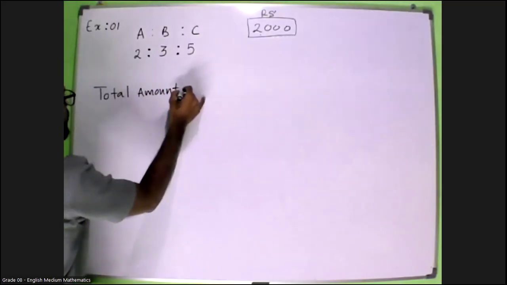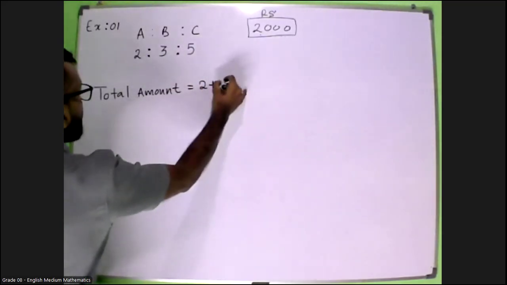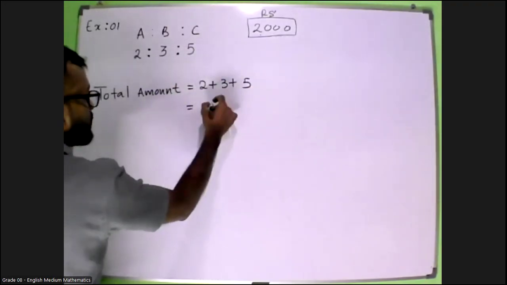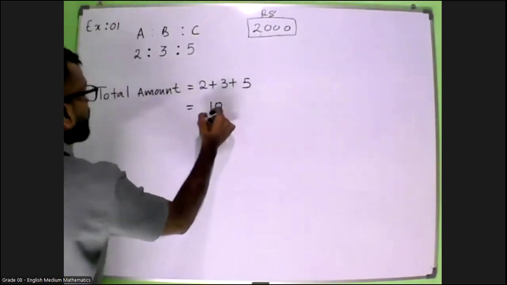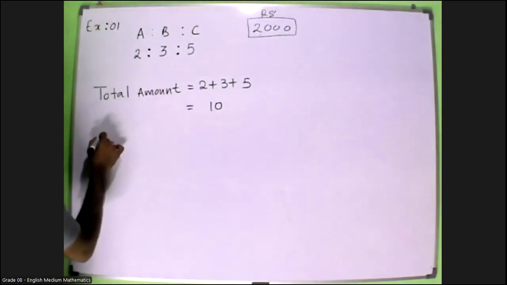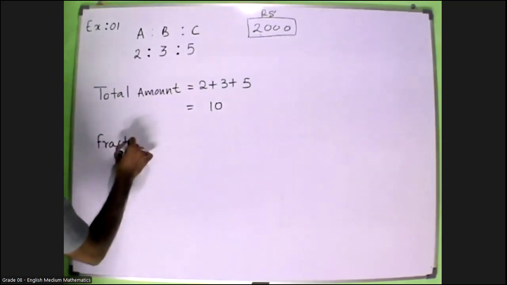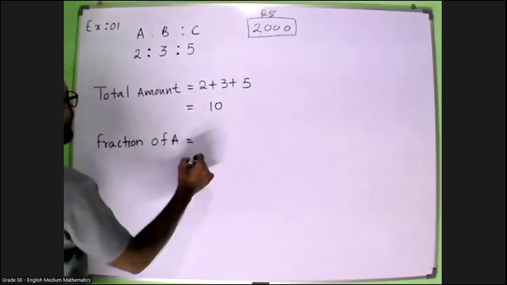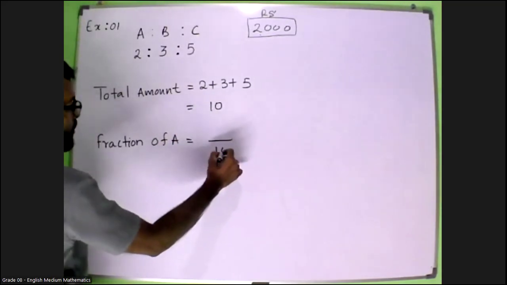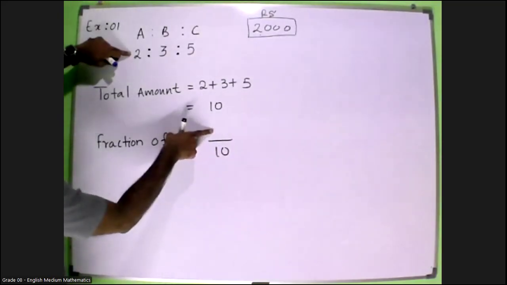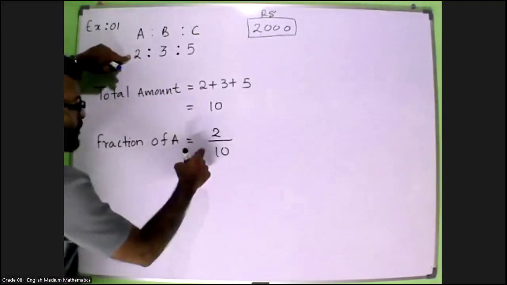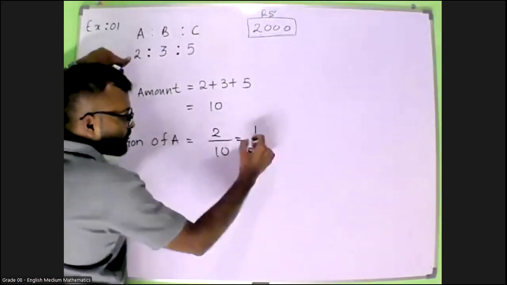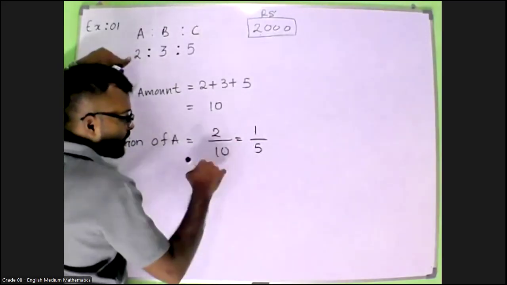Total amount: 2 plus 3 plus 5. 2 plus 3 is 5, 5 plus 5 is 10. So I can now write the fraction of the amount received by A. What is the total amount? 10. What is the fraction part of A? 2. You can simplify this further: 2 times 1, 2 times 5.